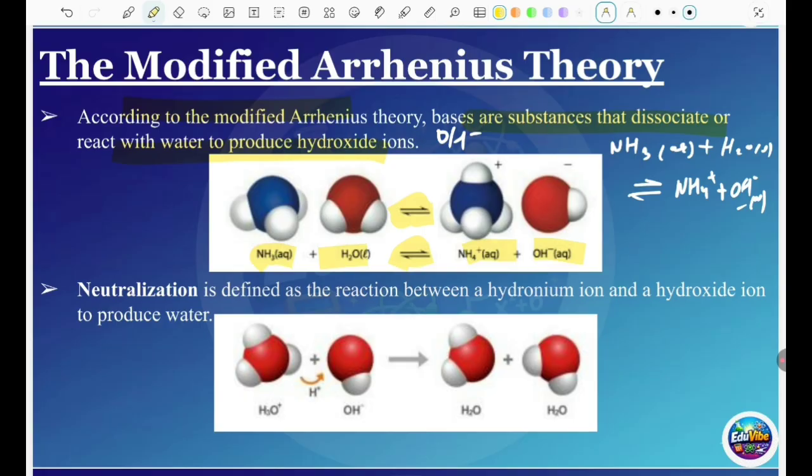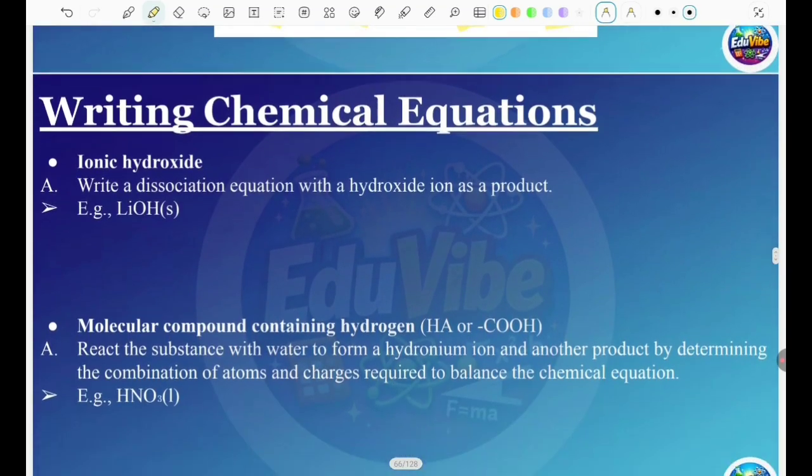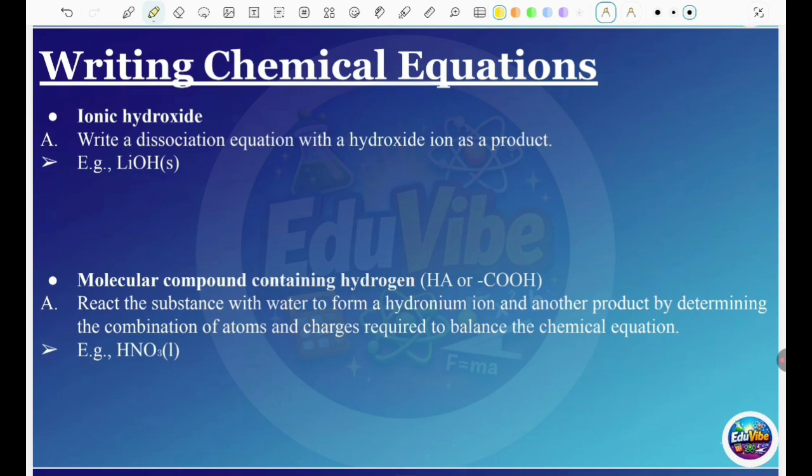Then we have the neutralization reaction. Neutralization is defined as a reaction between the hydronium ion and the hydroxide ion to produce water. We have hydronium ions and hydroxide ions, and the neutralization reaction produces water, so we get 2H2O, which is two waters. This is the main thing for the neutralization reaction. When hydronium ions and hydroxide ions react with each other, they produce water. Then how can we write the chemical equations for the monomer?